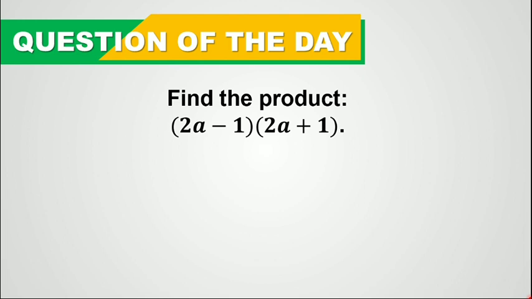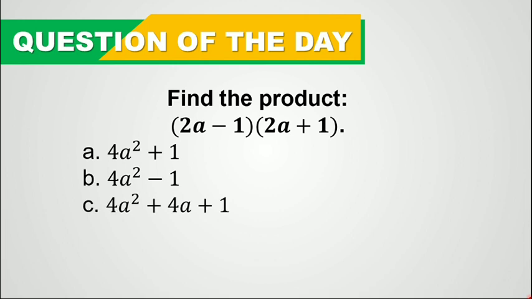Find the product when you multiply 2a minus 1 and 2a plus 1. Is it letter A, 4a squared plus 1? B, 4a squared minus 1? Letter C, 4a squared plus 4a plus 1? Or letter D, 4a squared minus 4a plus 1? What is your answer?